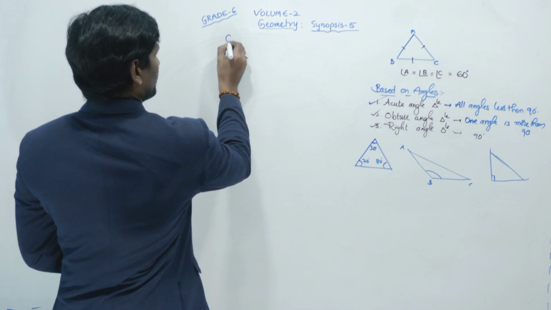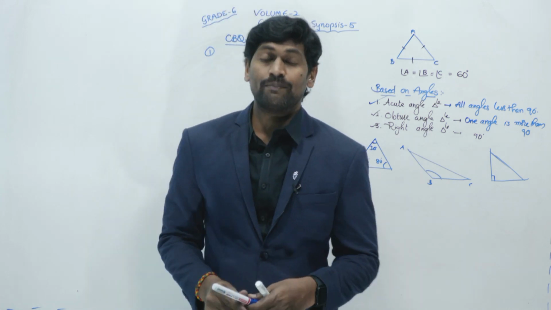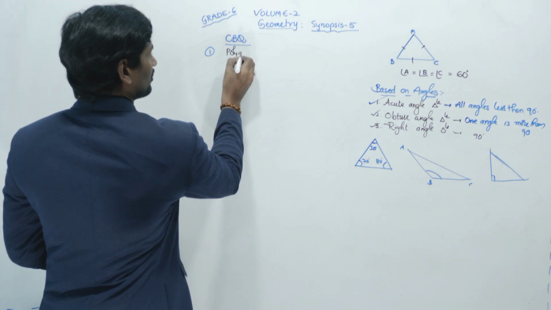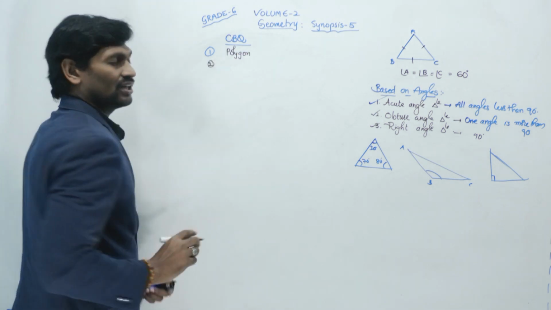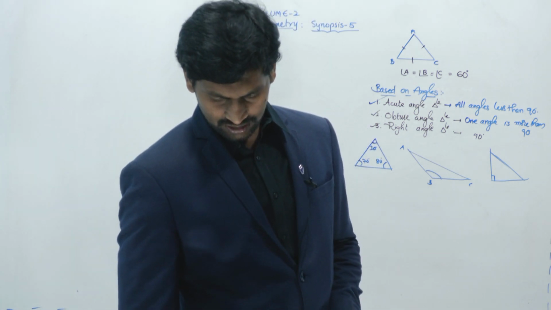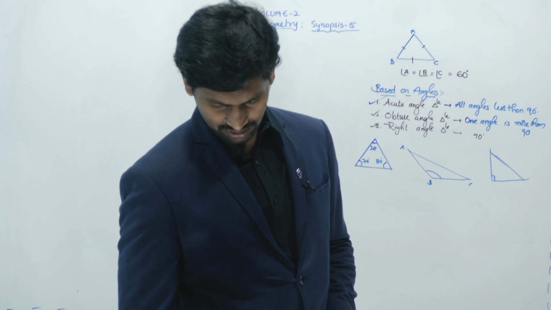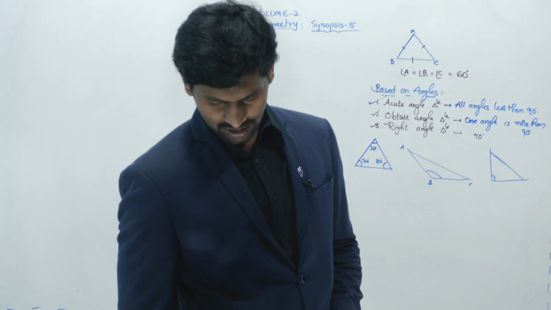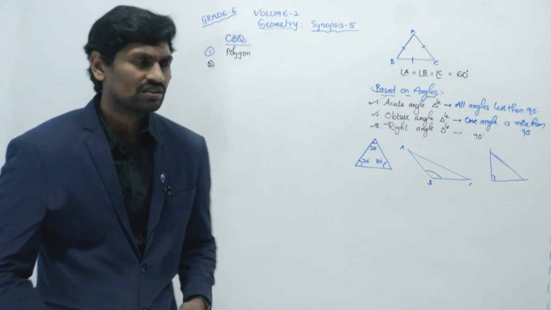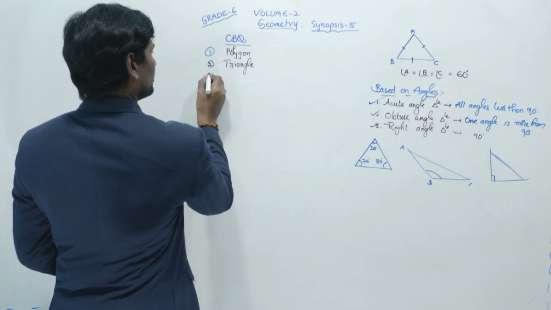First concept based questions. First question: a simple closed figure bounded by line segments is called a polygon. So your first answer is polygon. Now the second question: a polygon with three sides is called a triangle. You can easily write these answers.